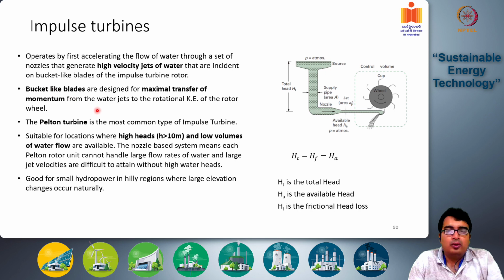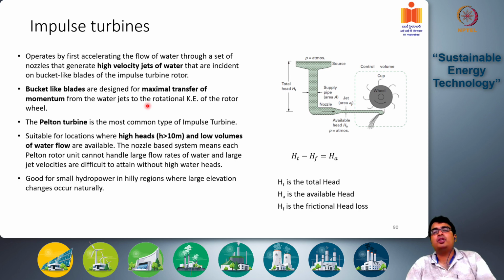So what we have here then is water is accelerated through a set of nozzles which generate high velocity jets of water, which are incident on bucket-like blades of the impulse turbine rotor. And the blade design is such that there is a maximum transfer of momentum from the water jet to the rotor wheel, and this results in the transfer of kinetic energy from the jet of water to the rotor wheel. As a result, the wheel rotates, and this is connected to the generator shaft, and hence it generates electricity.